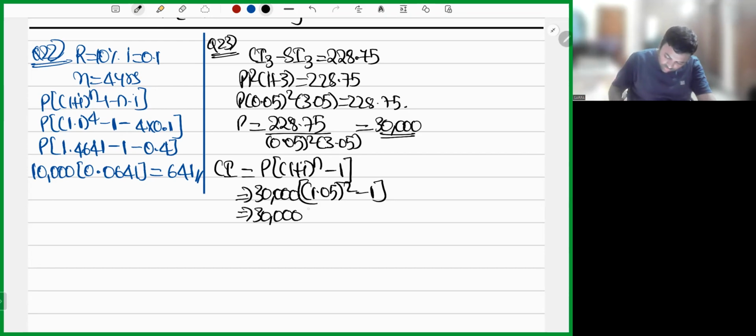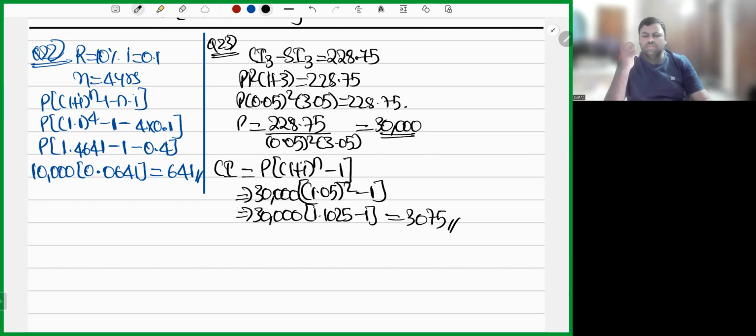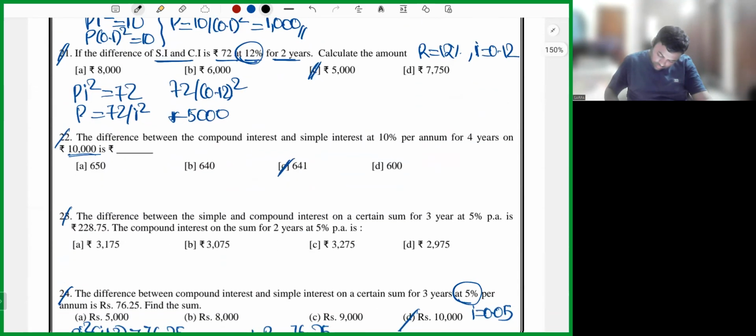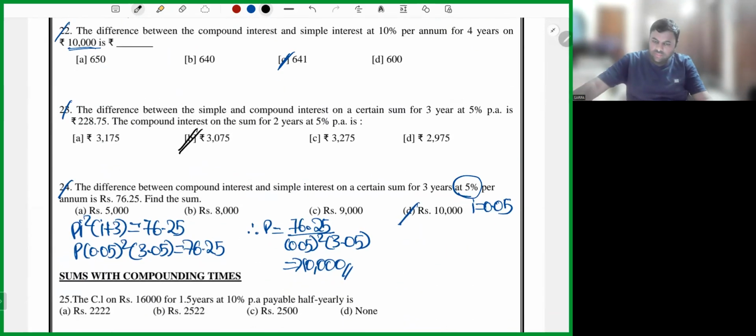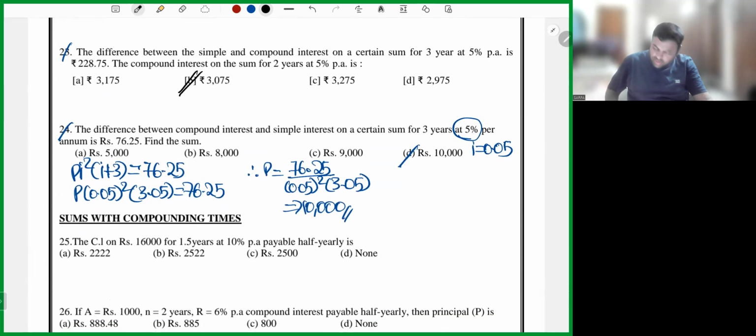30,000 into (1.1025 minus 1), which is equal to 3075. Simple, sir. Simple question. Nothing much difficulty. I hope it's fine. You will be in a position to solve in the examination if they come, because they are most repeated questions in the examination. So what is the answer? 3075. Let's mark 3075.